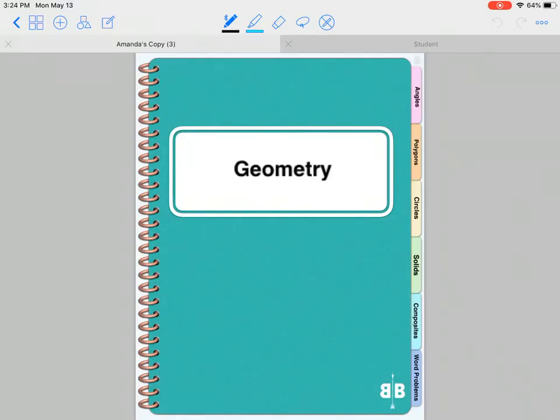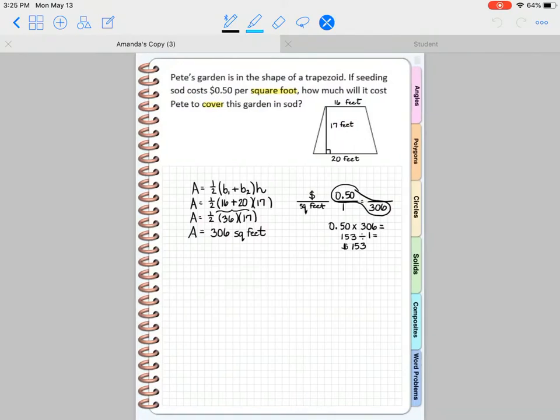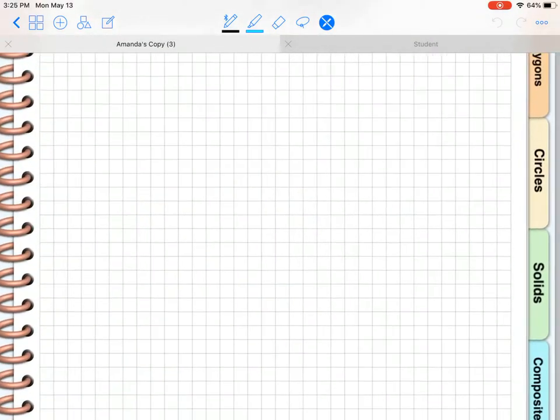Welcome back for the next word problem in our word problems module. And we are up to this question about bicycle tires. I like this one.